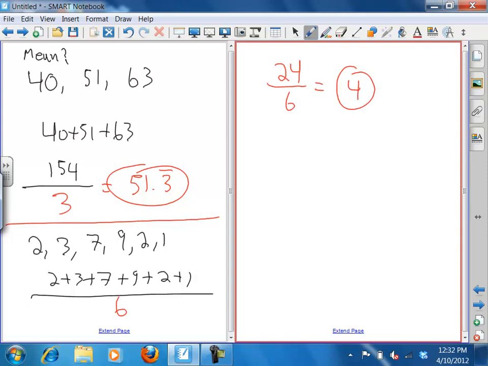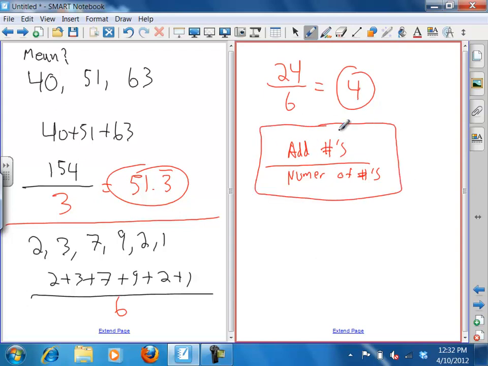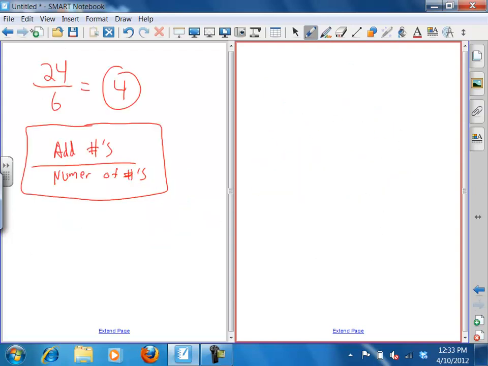Well, look, you got two numbers that are really high, 7 and 9. You got the 1 and the 2s that are kind of pulling that down, keeping it low. And the 3 is right around the middle. So 4 is your mean. Okay? So that's basically how you take the mean. You add up numbers, and then you divide by the number of numbers. So this is your formula for mean, okay? Keep that in a box. Okay? Let's go to median.